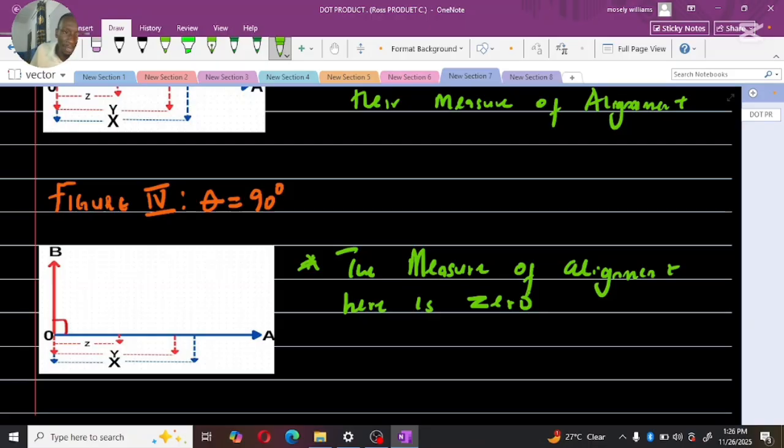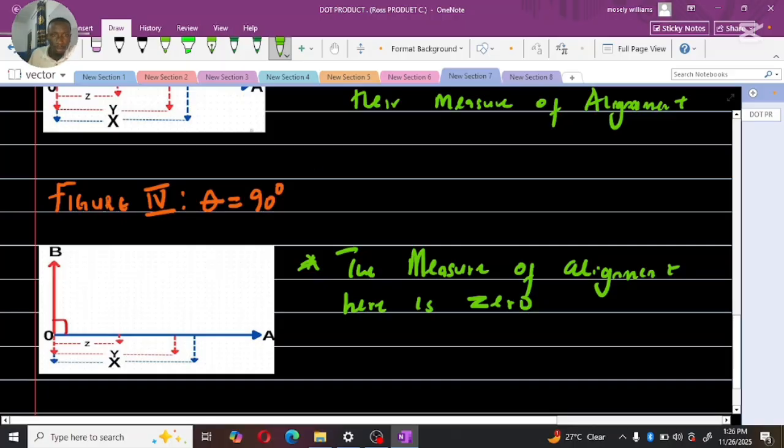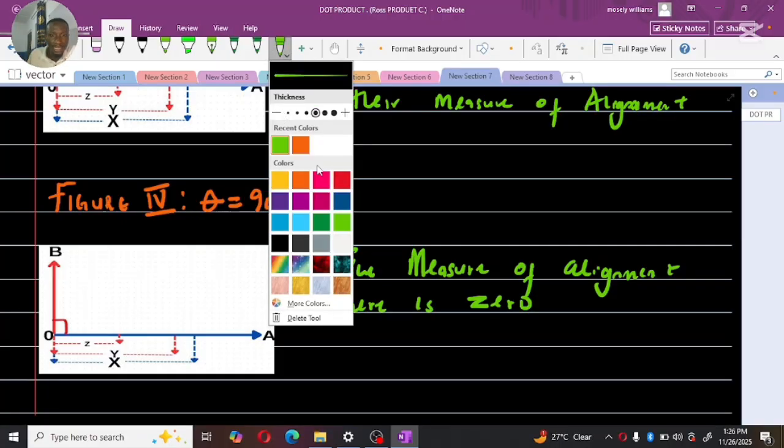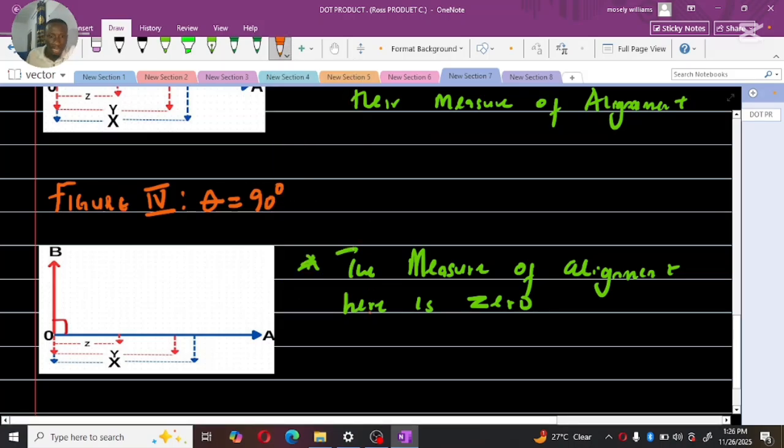So I will give you this assignment. You can drop the answer in the comment box. What will happen if theta is greater than 90 degrees? Or if I want to rewrite it, theta is greater than 90 degrees but less than 180 degrees. So I want this answer.